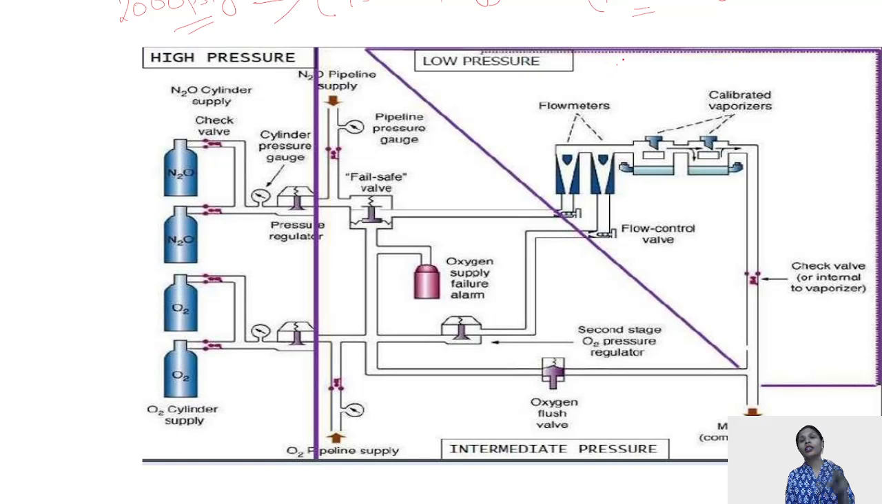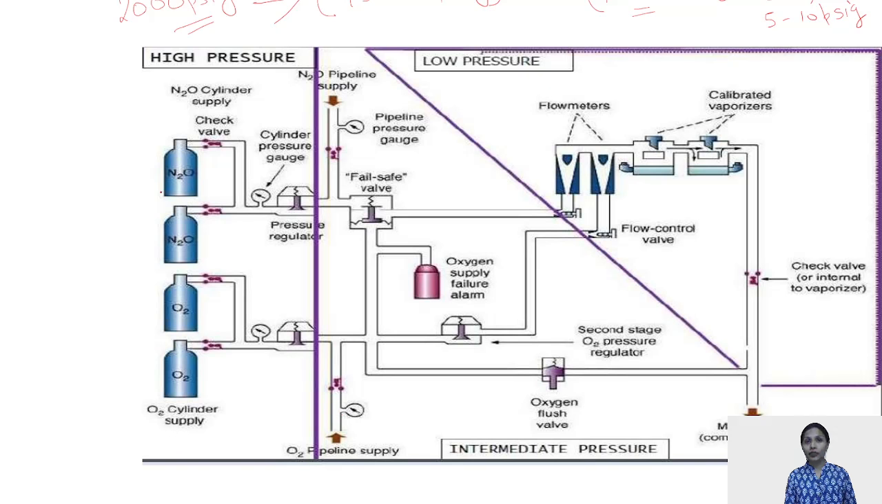And in the newly came workstations, we have a third stage pressure regulator also, which converts this pressure to just 5 to 10 psig, which is eventually delivered at your common gas outlet.